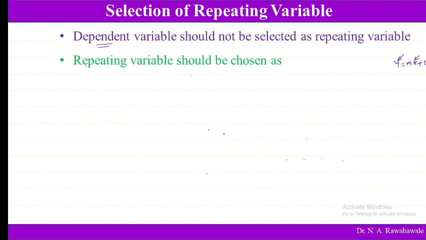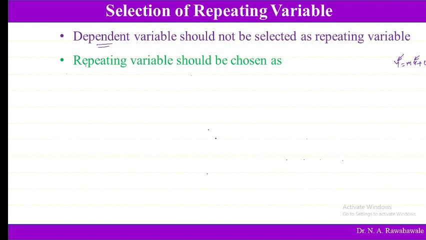Then second, there are criteria to choose this repeating variable. So how many repeating variables can we choose? Three repeating variables, equal to the number of fundamental dimensions. So the fundamental dimensions are M, L, T. There are 3 fundamental dimensions. Therefore, we have to choose 3 repeating variables. How to choose 3 repeating variables is an important task in this case.